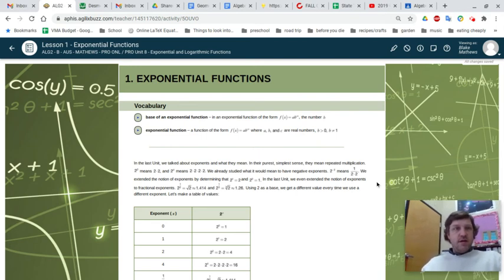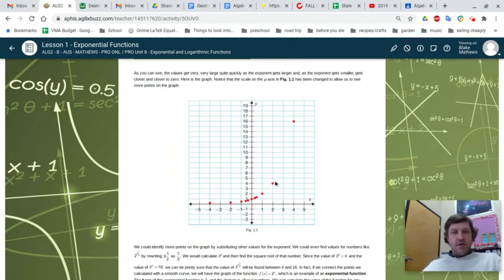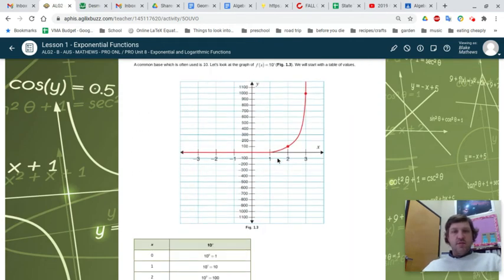All right, this is the Algebra 2, Unit 8, Lesson 1 video over exponential functions. You'll want to do the reading first, just read over and look at the example graphs that they give you.